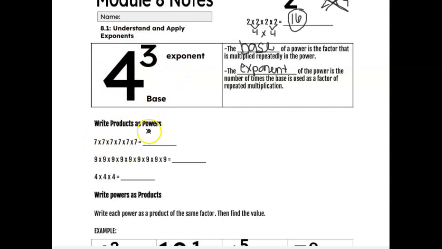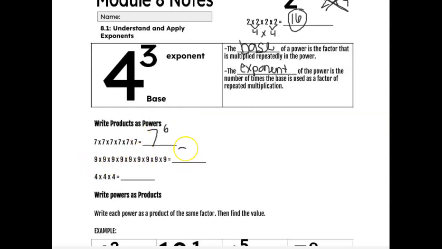So 7 is written there, so I'm going to make my 7 big as my base. And then 7 is written 1, 2, 3, 4, 5, 6 times. So our exponent is 6. 7 to the 6, and that's all we're doing. We're not solving it. That's it.